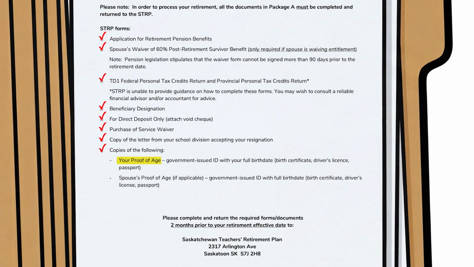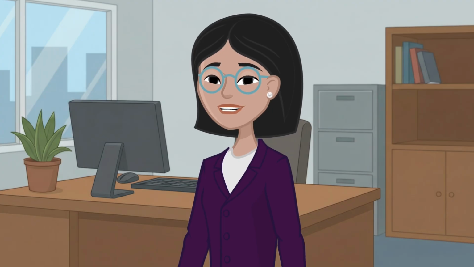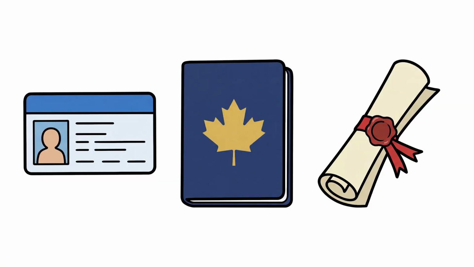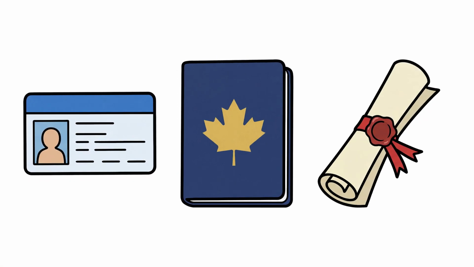We need proof of your age and proof of your spouse's age if you have a spouse. You can use any government-issued ID for this as long as it shows your birth date. Appropriate IDs include driver's licenses, passports, or birth certificates.